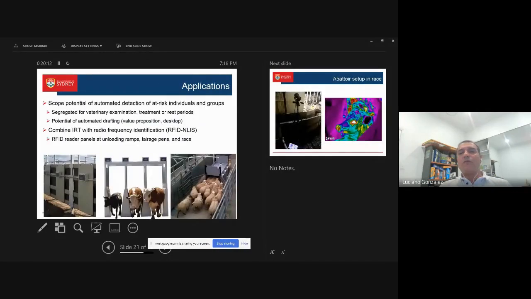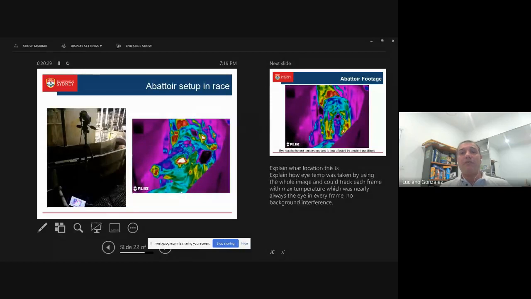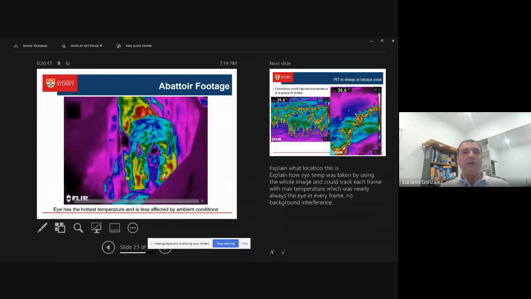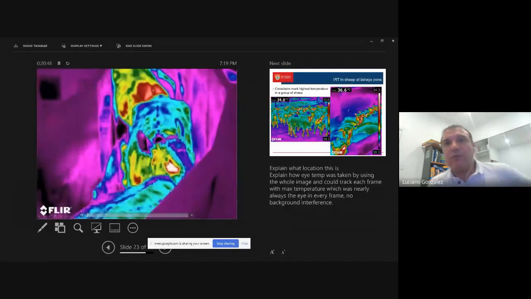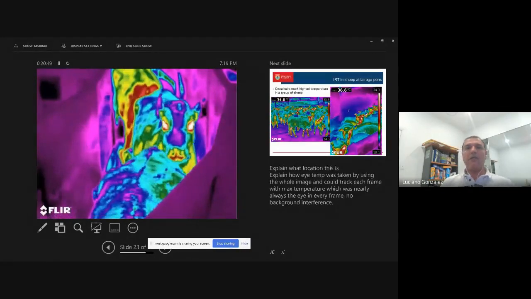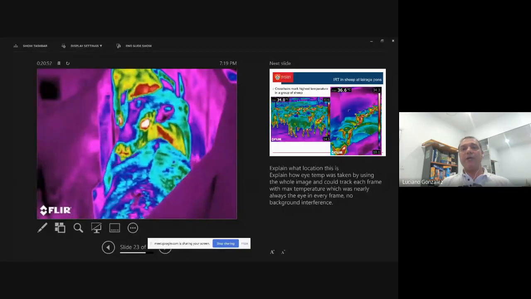So we've been working in commercial conditions where we have systems set up similar to what you see in the picture. Animals are detected by the electronic ear tag as they walk through different parts of the abattoir or the farm. And we set up cameras where we can measure the temperature of the body of the animal. Those are the conditions where we set up the system. This is an example, and Mohammed, I'm sure, will show some more of these. But these are animals in an abattoir, and they are going through the race to be slaughtered.